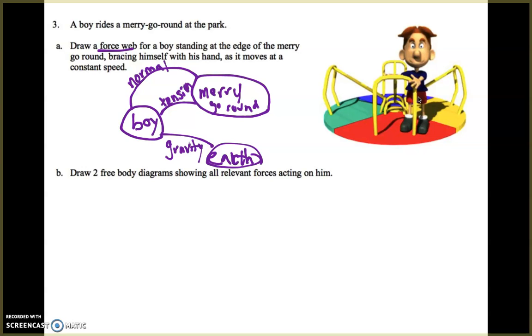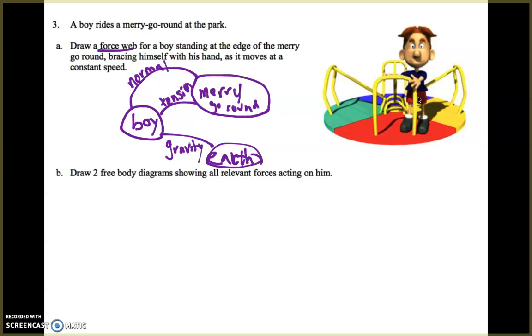So each of these lines represents a force pair where the boy pushes on the merry-go-round and the merry-go-round pushes back on him. And so we have our force web. Again, we're just focusing on the boy, so anything that's interacting with the boy counts. If it's not interacting with the boy, we don't have to worry about it. So notice that I don't have the ground or whoever might be pushing this merry-go-round. I don't have anything else because these are just the objects that the boy is interacting with.